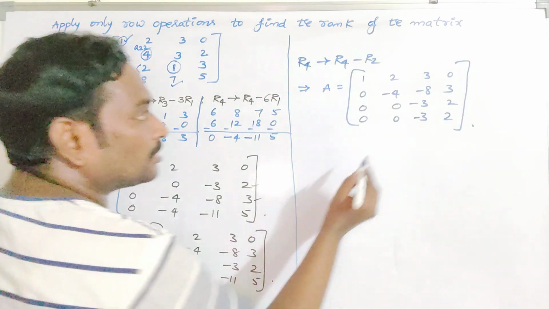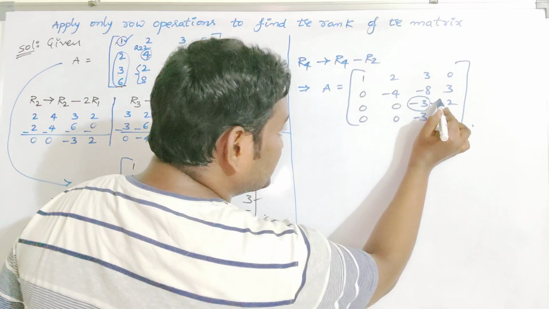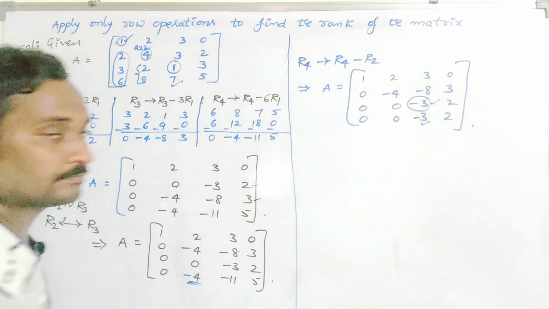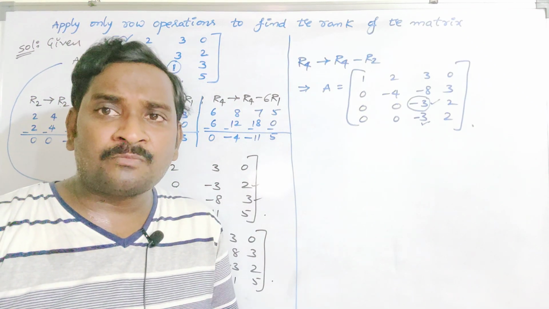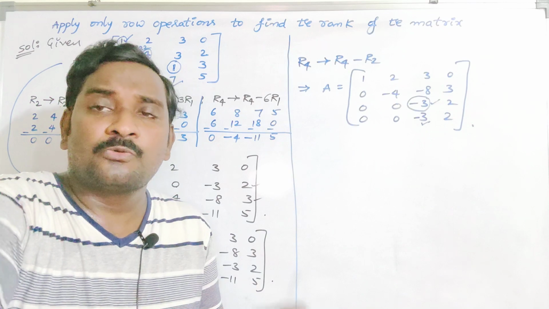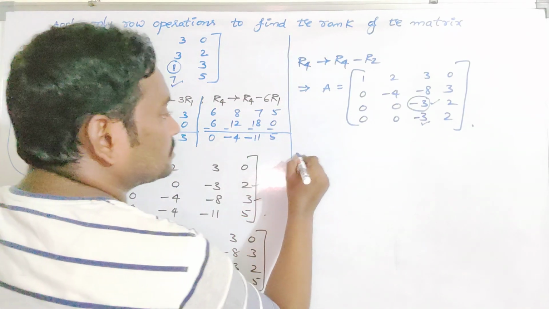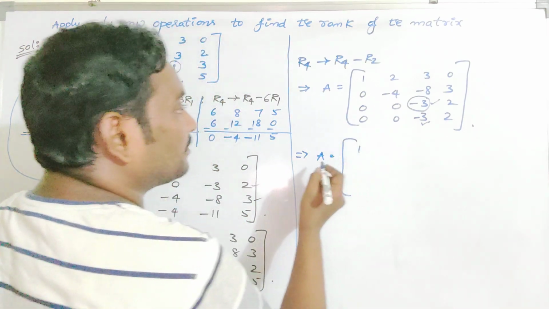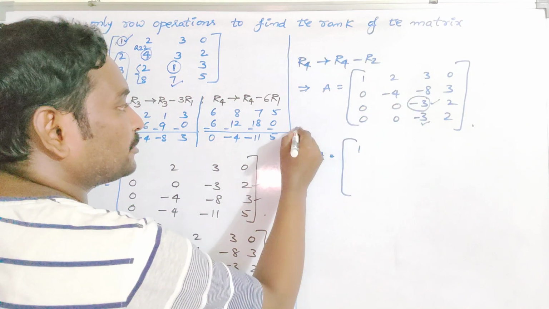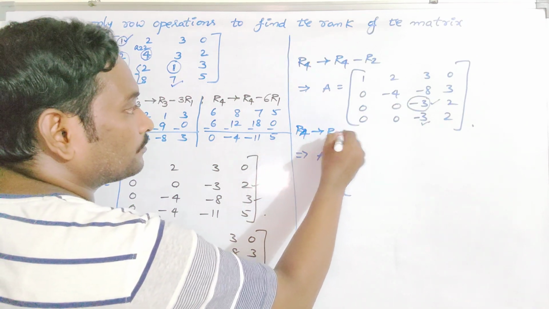Now, the third diagonal element, the third pivot element, is still non-zero. So by using this element, we have to make the element below it 0. Only one rule is there: to get the echelon form, by using diagonal elements, we have to make the elements below them 0. It's enough. So A is equal to 1, 2, 3. What is the operation to make it 0? Both are the same, so you can subtract the rows. R4 implies R4 minus R3, a very easy problem.